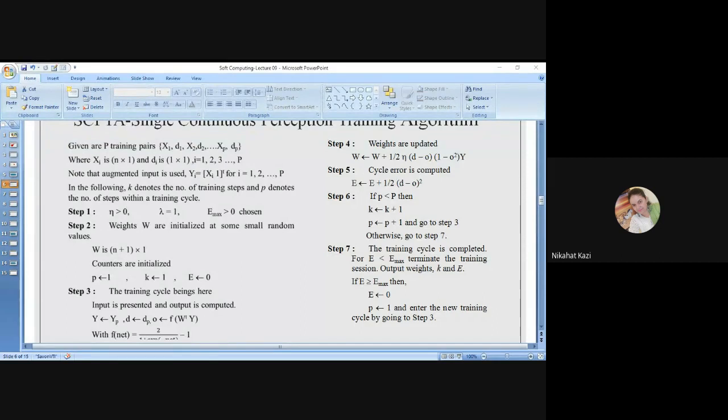Okay, we have already discussed the single discrete perceptron training algorithm. In the lab, I have discussed it. It is just the steps that you have used to solve the problem, put in the form of an algorithm. So on similar lines, you have the single continuous perceptron training algorithm.